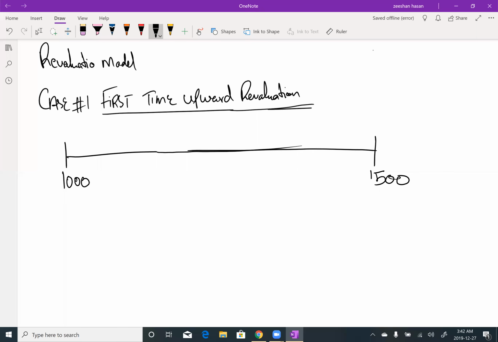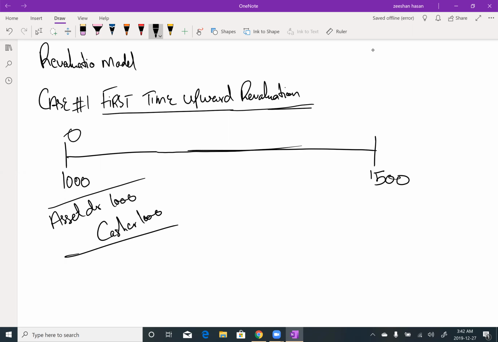Revaluation model, case number one: first-time upward revaluation. Suppose in year zero we got the asset for 1000, so we will make the entry: asset debit 1000 and cash credit 1000. And then asset debit 500. At the end of year one, the asset value is 1500.